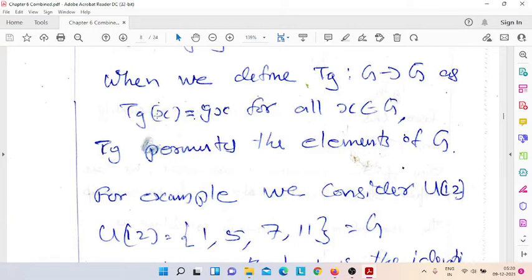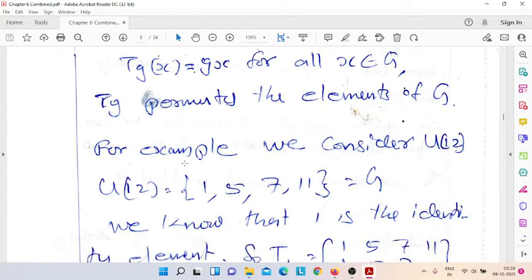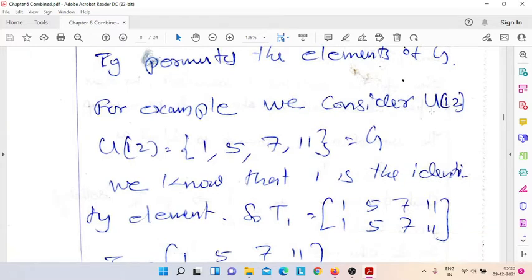This means that this function actually permutes the elements of G. When we apply this mapping on G, the elements of G are permuted. Their positions change, but there is no new element added to the group G, and no element is removed from it. For example, we consider U12, and this can be illustrated using this example.